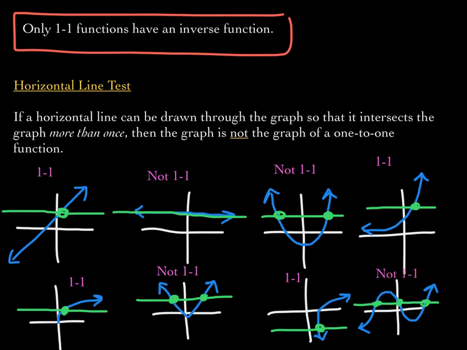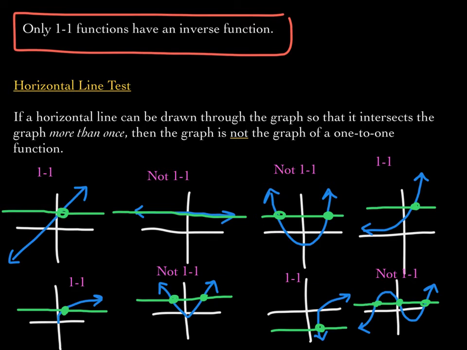Now, I want to make sure that we're clear. Only one-to-one functions have an inverse function. That means linear functions whose slope is not 0 have an inverse function. Exponential functions are one-to-one, so they have an inverse function. Square root functions are one-to-one. They have an inverse function. Logarithmic functions have an inverse function.